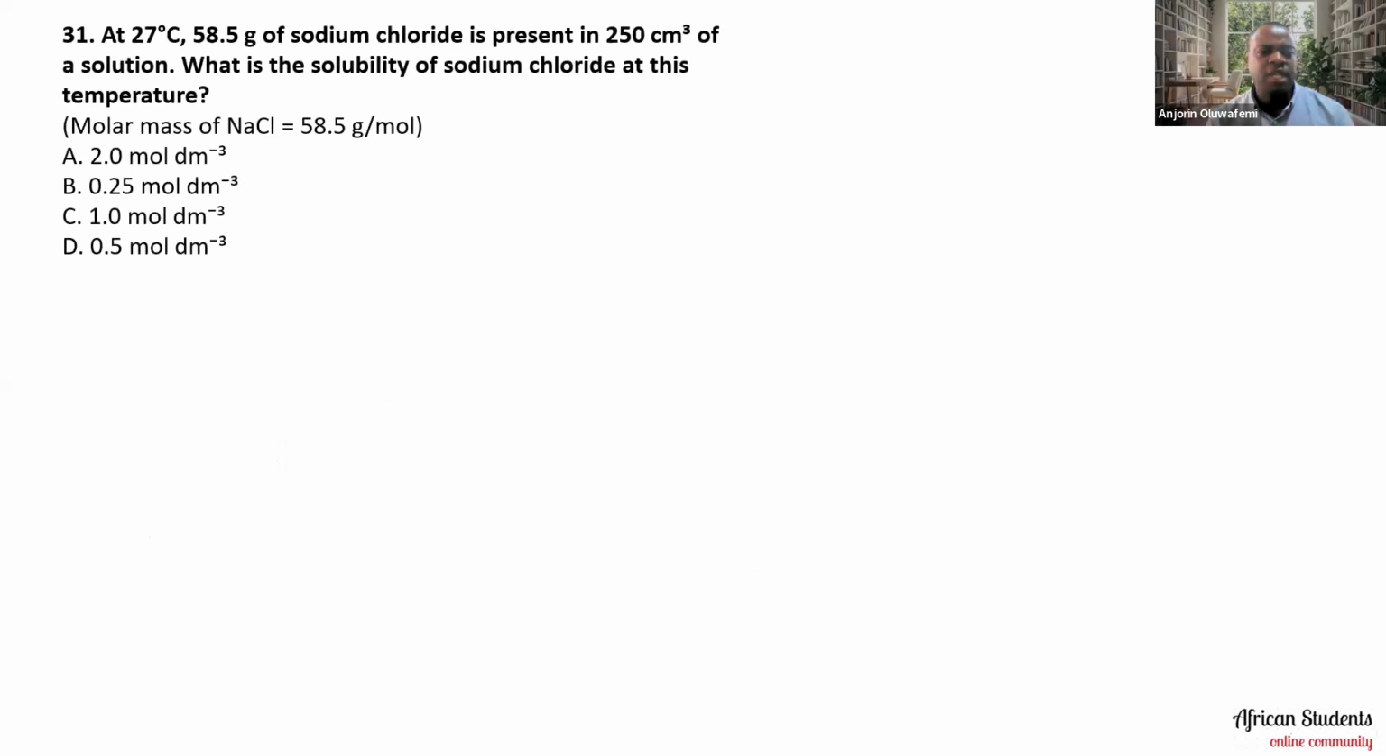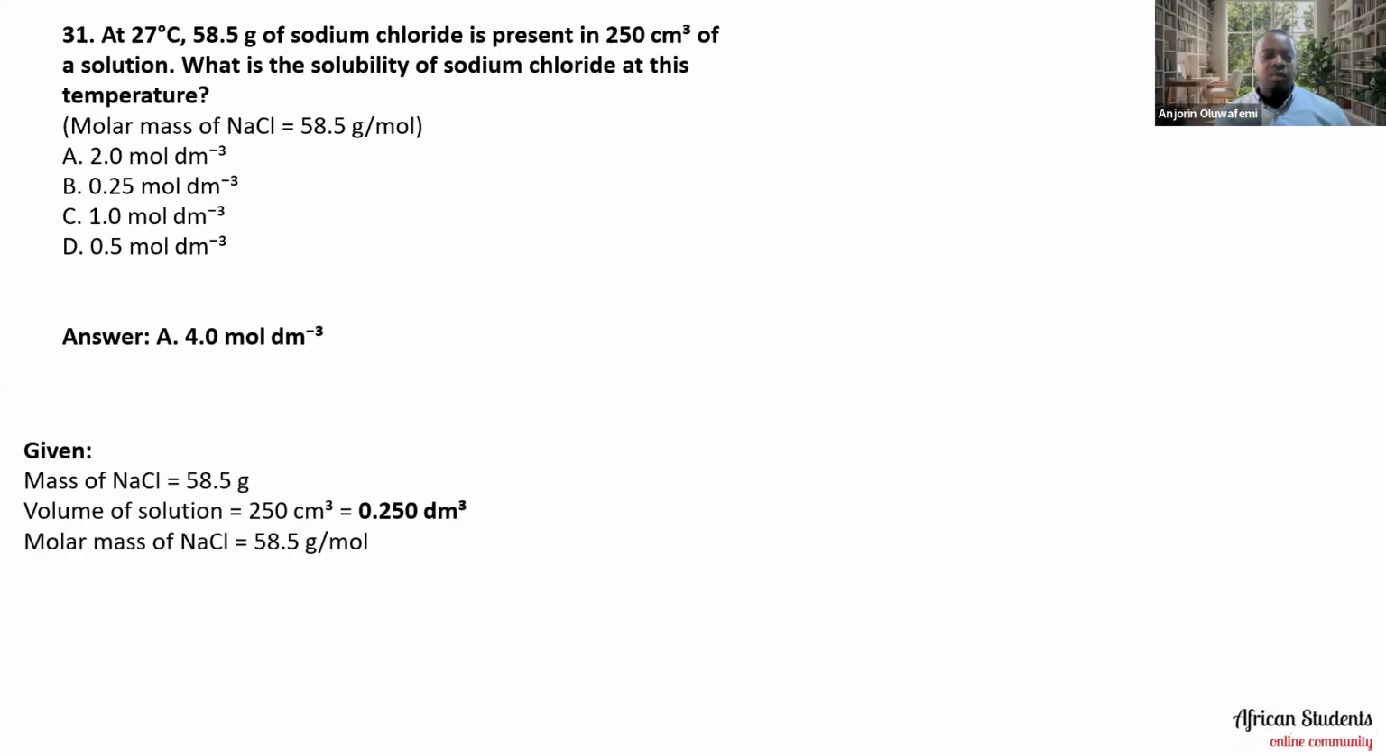Okay. At 27 degrees Celsius, 58.5 grams of sodium chloride is present in 250 cm cube of a solution. What is the solubility of sodium chloride at this temperature? Note that the molar mass of sodium chloride is 58.5. So we have our options there. Let me know in the comment section which one you feel is the right answer. And the right answer is 4 mole per dm³. How did we arrive at this?